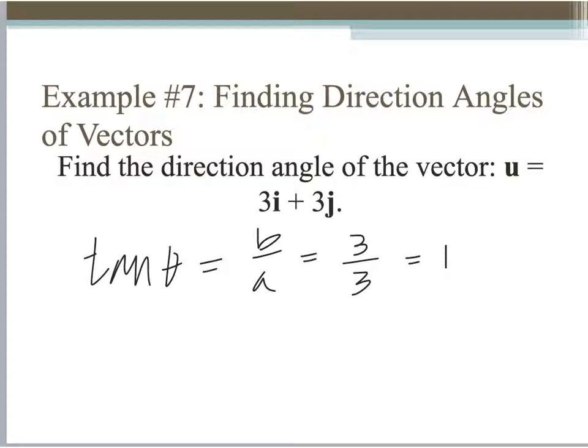And then, what is the angle when the ratio is 1? Remember, we use the inverse property. So the inverse tangent of 1 would be 45 degrees. Okay, so tangent has an inverse of the ratio 1 at 45 degrees. And we're going to leave this just with quadrant 1 for now.